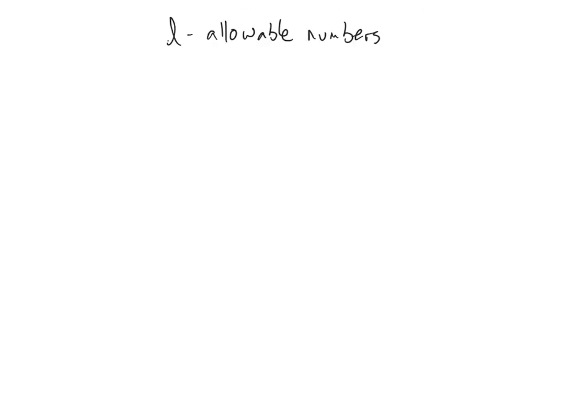Let's take a look now at the allowable numbers for quantum number L. L is able to equal anything from 0 up through n minus 1. And so let's take a look at what that really means. If n is equal to 1, this means that L can equal 0, and that's it, meaning an S sublevel. And so an S sublevel is the only type of sublevel that will exist on the first Bohr shell.